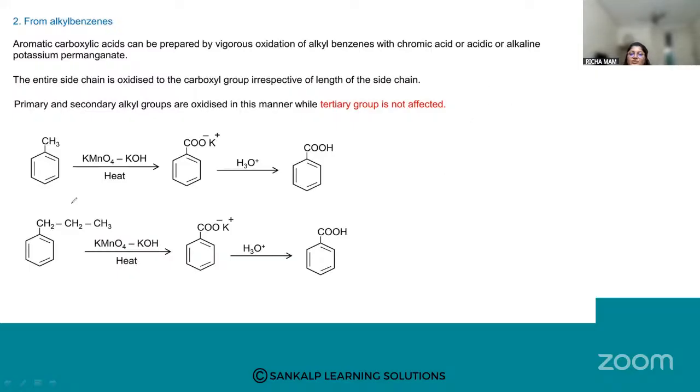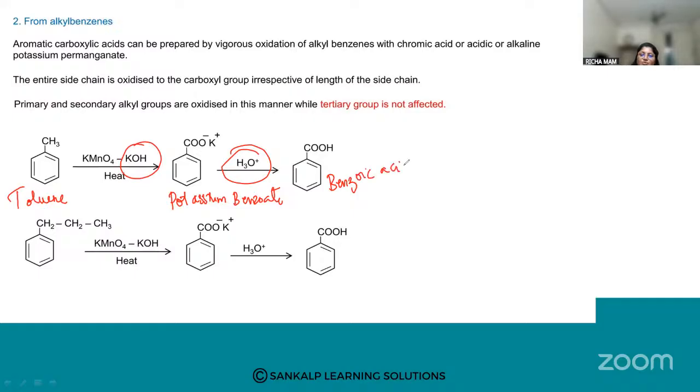Okay, so let us see. Toluene is taken. We are treating it with potassium permanganate in the basic medium, that is potassium hydroxide, and we are going to heat it. I'm going to get potassium benzoate. This potassium benzoate, further, I'm going to do acid hydrolysis to give benzoic acid. So what is done? Side chain oxidation is done. The entire side chain is oxidized to a carboxylic group. You can see CH3 is oxidized to COOH.